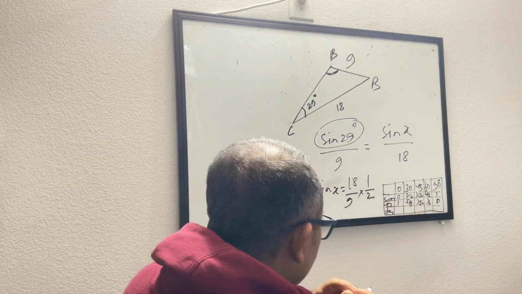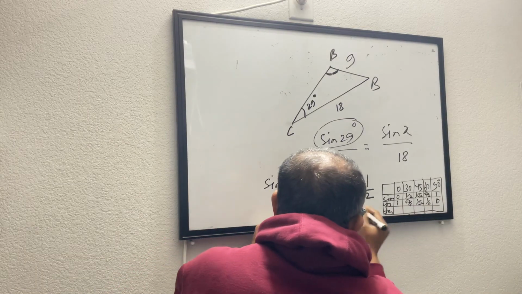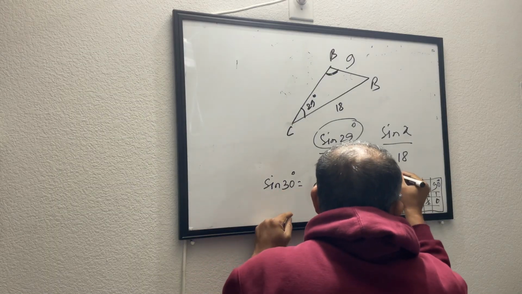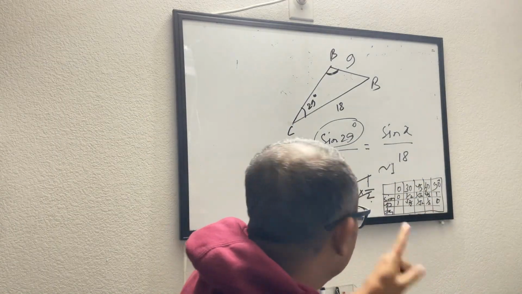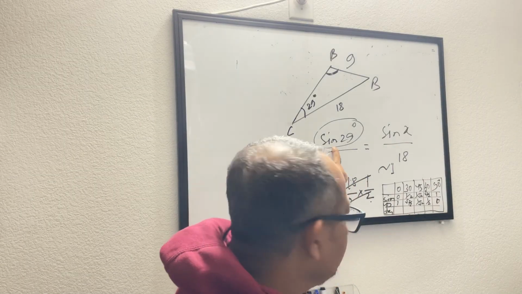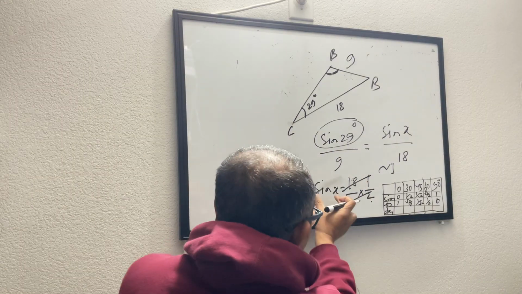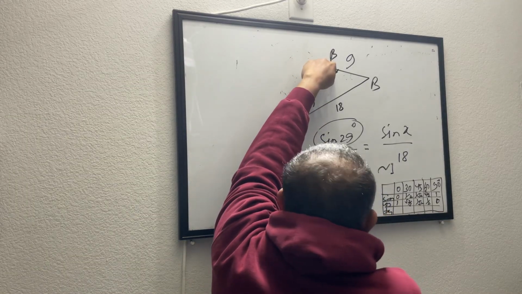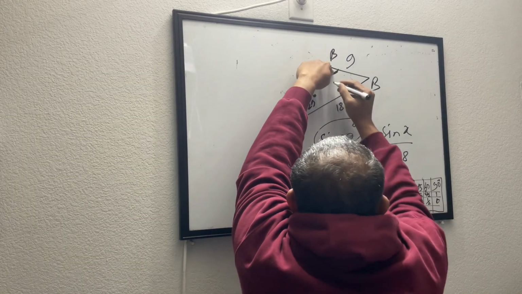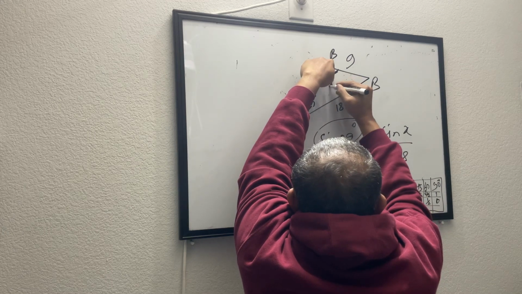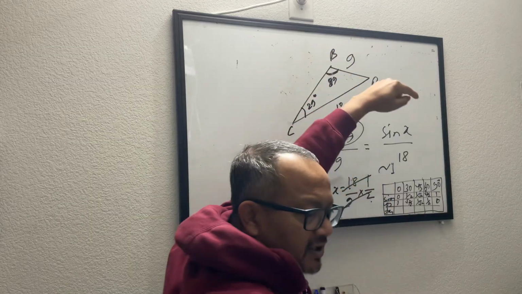So it becomes 18 by 18, which is approximately 1, but not 1, because you're not talking about 30 degrees, you're talking about 29 degrees. So sine of x, sine of this angle, is approximately 1, not exactly 90. If you find any answer like 89 or 88, that will be enough.